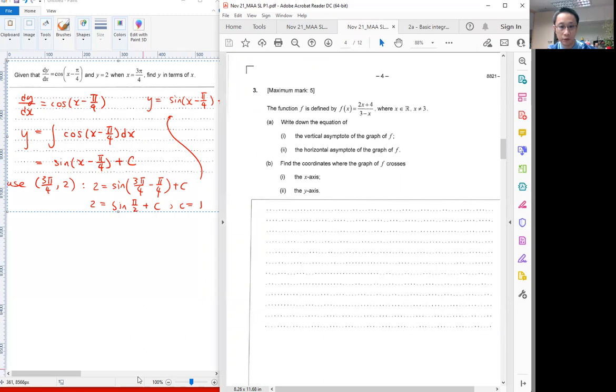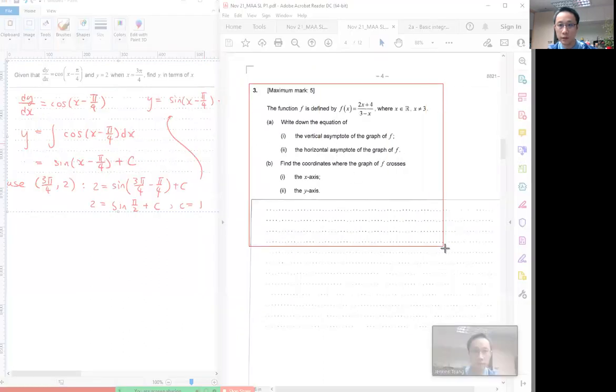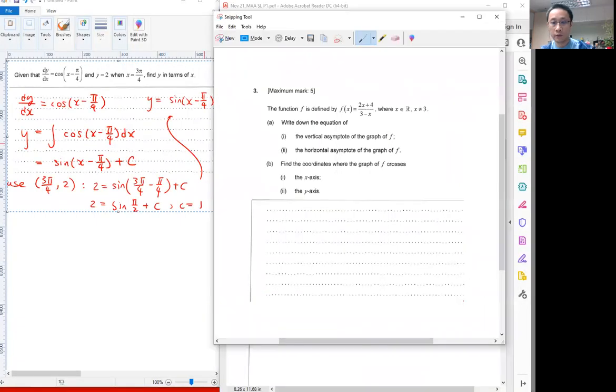Question 3, some reciprocal functions, so pretty standard stuff. The vertical asymptote of a linear reciprocal function is just given by this. The horizontal asymptote, meanwhile, is given by the ratio of the leading coefficients.